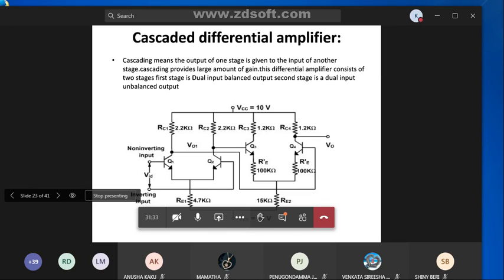So to get higher gains, we are using the cascaded differential amplifiers. See here, the resistors RC1 and RC2 are the same, and the resistors RC3 and RC4 are the same. The two emitter resistors are combined, that is a 4.7 kilo ohm resistor. Here the two emitter resistors are combined, and it is a 15 kilo ohm resistor, right? So it is a cascaded differential amplifier.